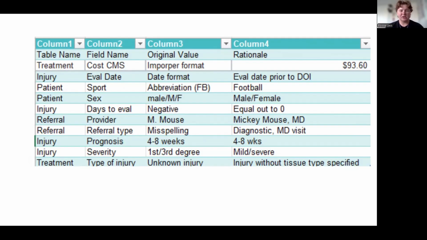On the patient tab, I had two with abbreviations, and with sport and sex, so I was able to change that and keep it all the same formatting. And lastly, with the referral, I was able to change how the provider was listed with the formatting and the referral type. There was some misspelling in there as well.